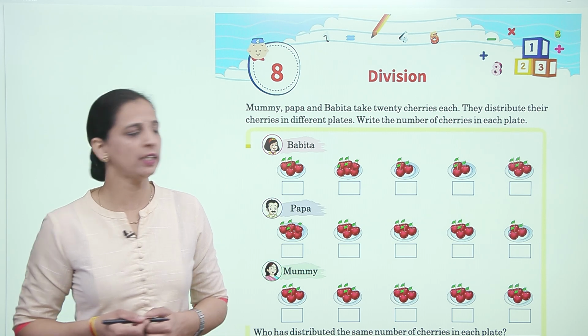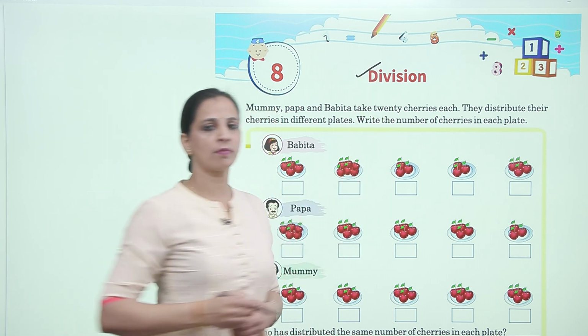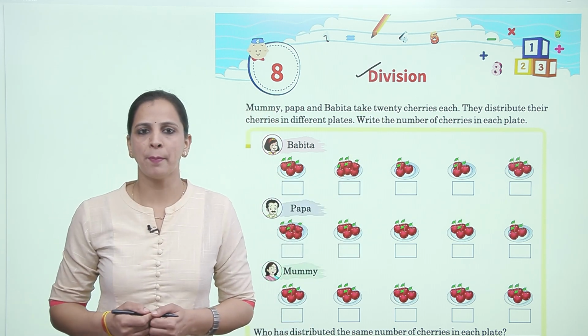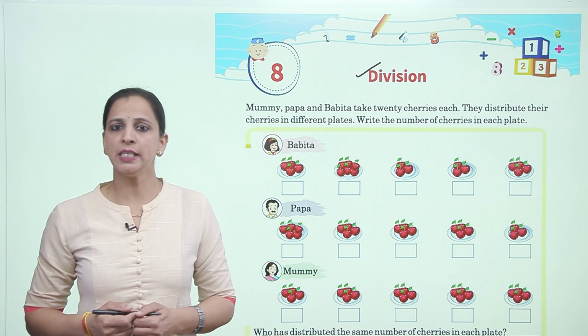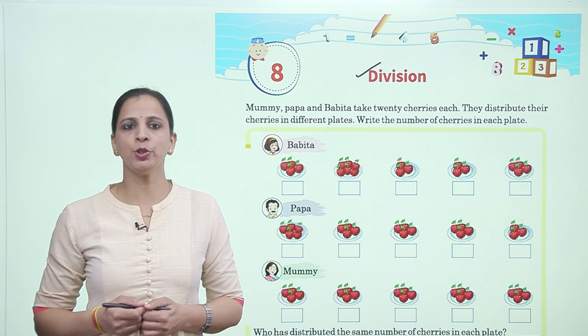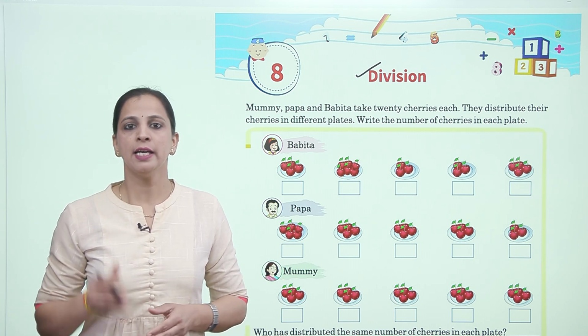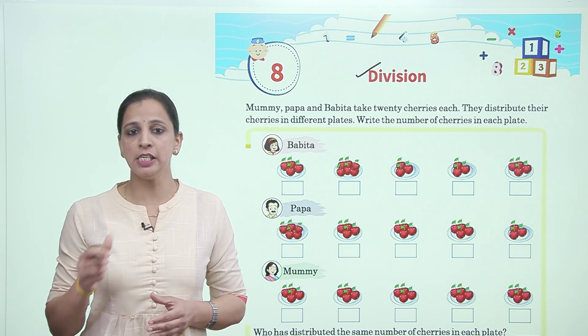Let's start our topic, division. Mummy, Papa and Babita take 20 cherries each. They distribute their cherries in different plates. Write the number of cherries in each plate.